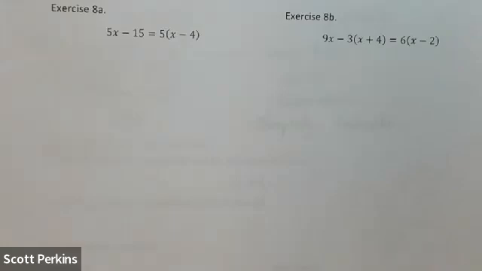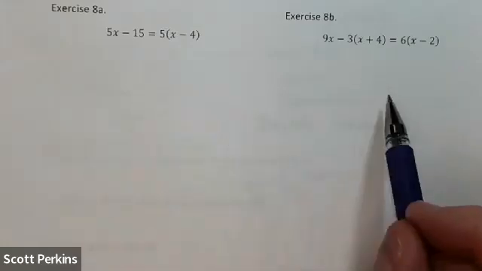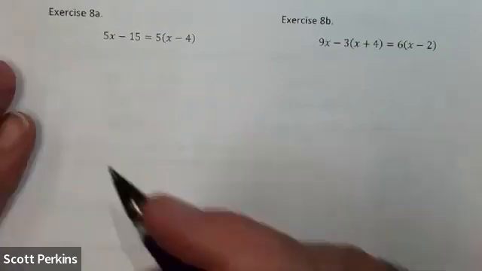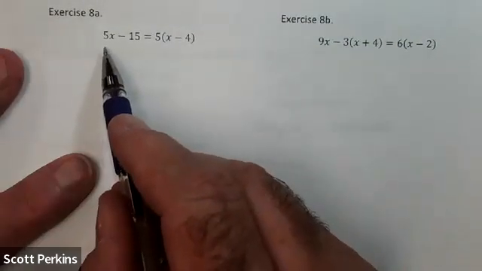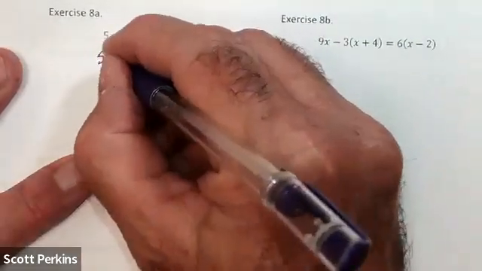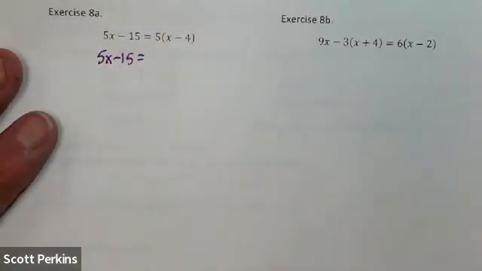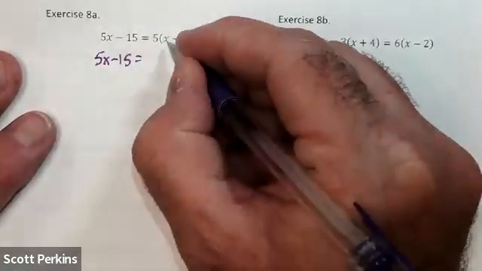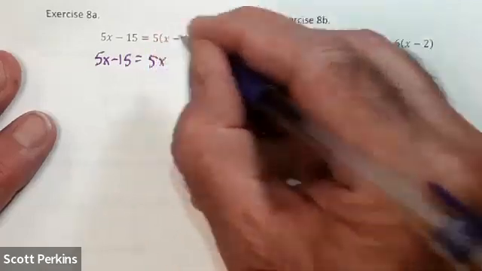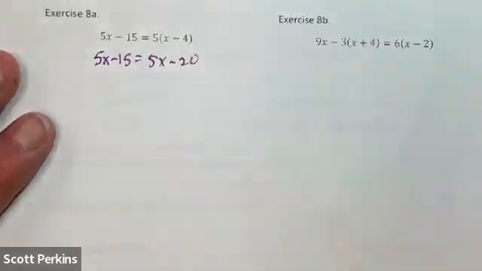Everything we've done up till now is a conditional equation. Each of these is a different type of equation. So for instance, on exercise 8A, I got 5x minus 15 on the left. On the right, when I distribute, 5 times x is 5x. 5 times -4 is -20.